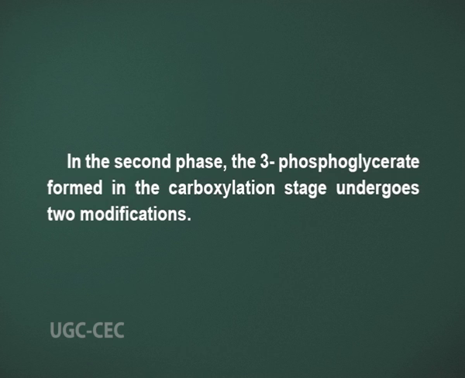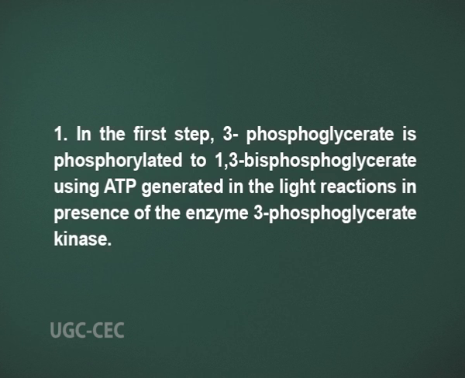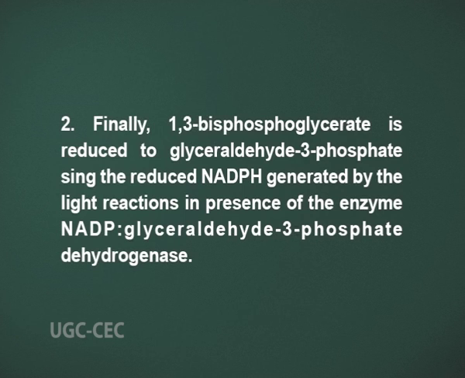product 3-phosphoglycerate. In the second phase, the 3-phosphoglycerate formed in the carboxylation stage undergoes 2 modifications. In the first step of modification, 3-phosphoglycerate is phosphorylated to 1,3-bisphosphoglycerate using ATP generated in the light reactions in presence of the enzyme 3-phosphoglycerate kinase. Finally, 1,3-bisphosphoglycerate is reduced to glyceraldehyde 3-phosphate using the reduced NADPH generated by the light reactions in presence of the enzyme NADP glyceraldehyde 3-phosphate dehydrogenase.